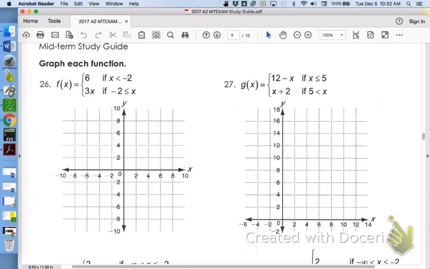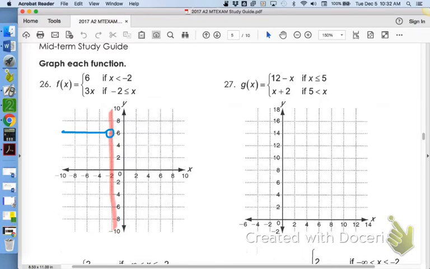Now we're going to graph these functions. All right, so we're going to graph y equals 6 and y equals 3x. And I'm going to draw a line at -2 because that's the place where these two graphs are going to exchange equations. So when x is less than -2, the graph is going to equal 6. So there's 6.